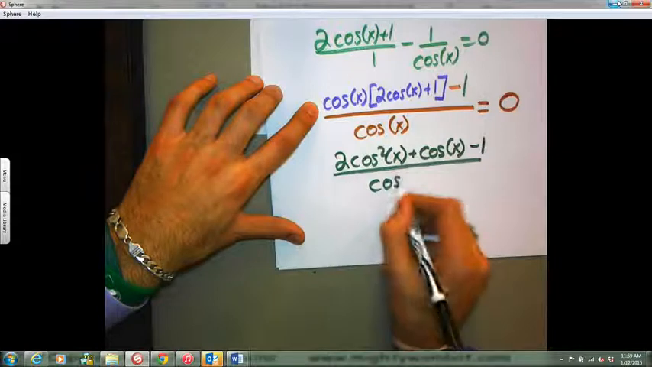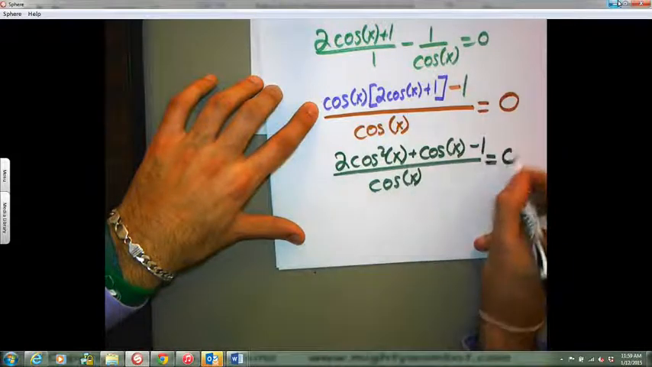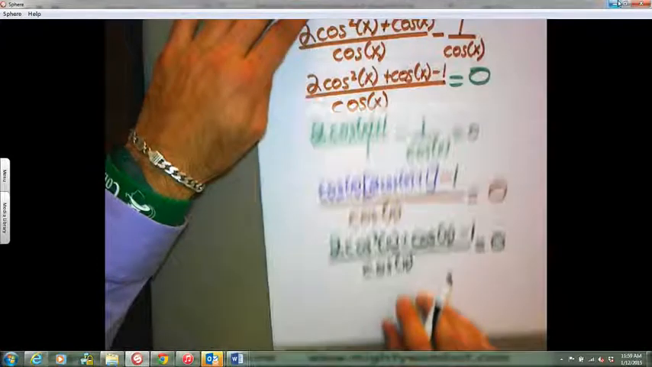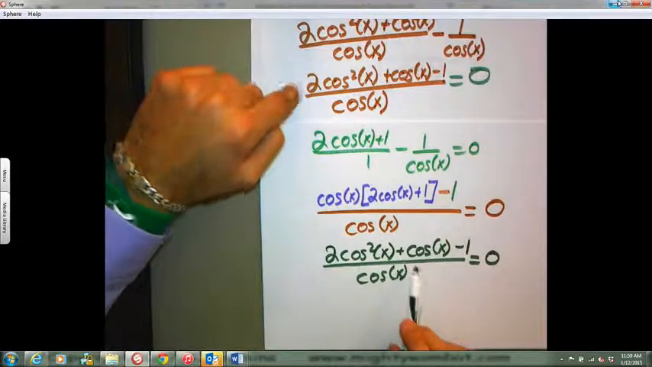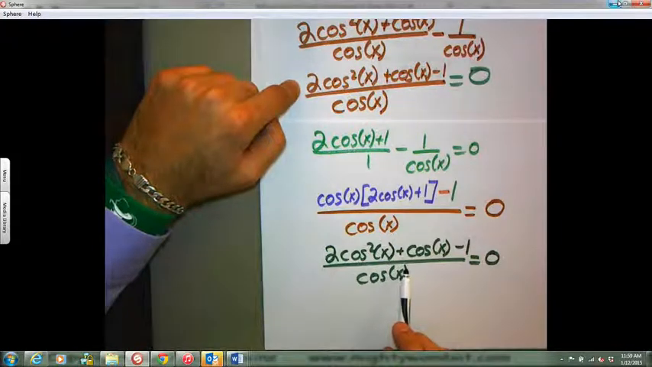This is exactly the same as what we got here. These two things are exactly the same. You can do it either way. The answer will be the same. Questions?